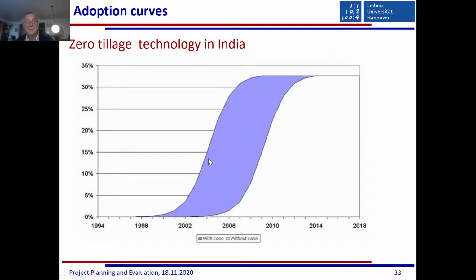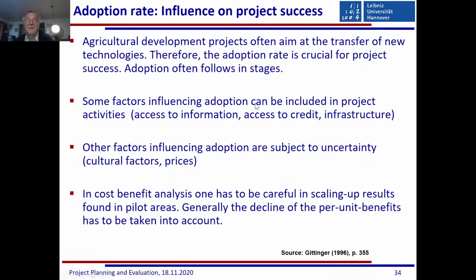You could see this path here, how zero tillage has been spreading, how it would be spreading if not much extension effort were undertaken, and how much is spreading because some extension input is being done. So that's what you could factor into your cost-benefit analysis.